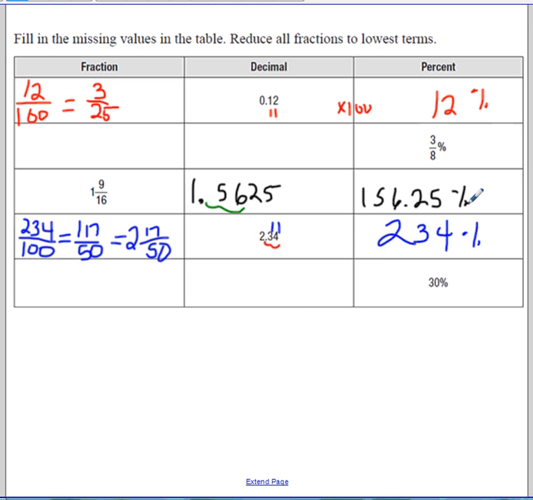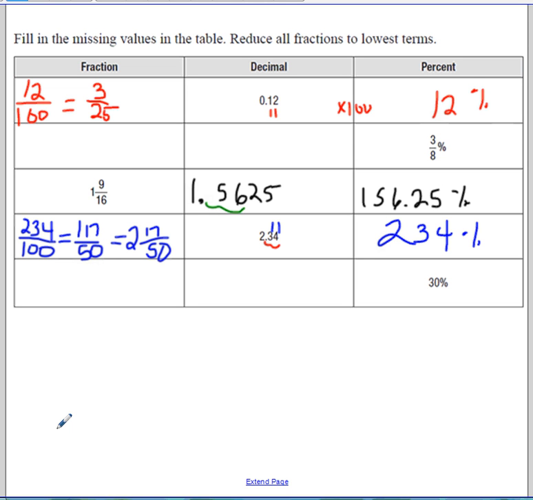And notice I did not round in either case. I left the decimal alone and the percent with a decimal in it. So unless it tells you specifically to round and your answer doesn't go on forever, then you need to leave it the way it comes up.